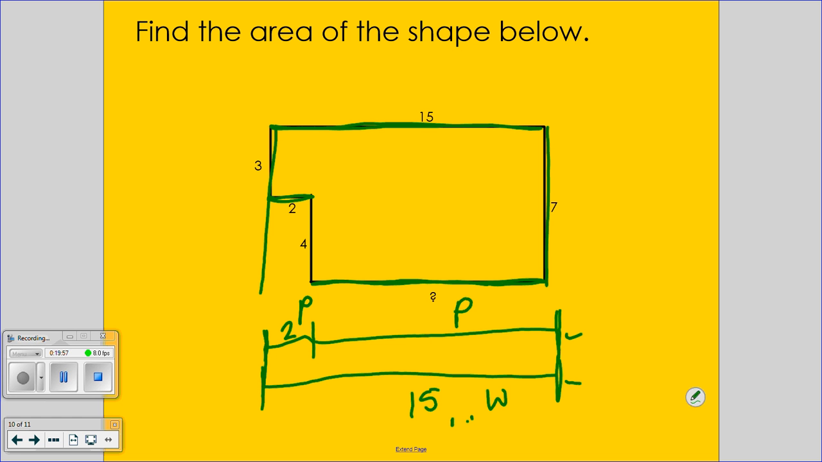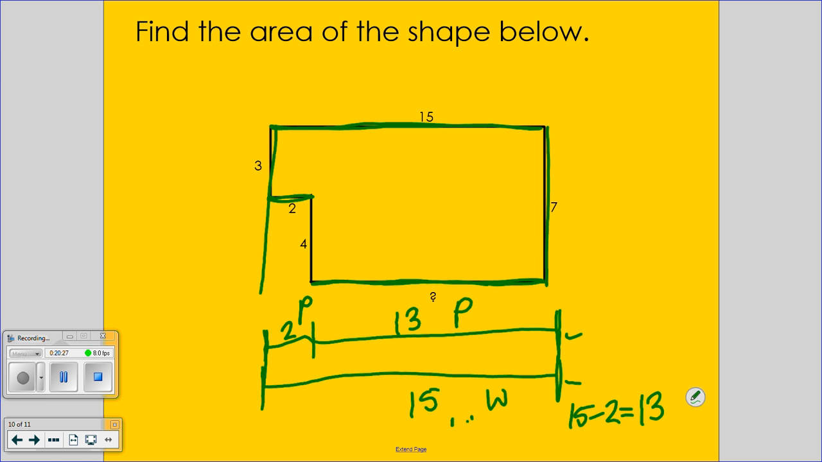Georgina, you know it? Cheyenne? It's 13. I can't hear Cheyenne. She's trying to give you an explanation. Yeah, if we do whole, which is 15, minus a part, which is 2, we get our other part, which is 13. Did you do addition? That totally works.